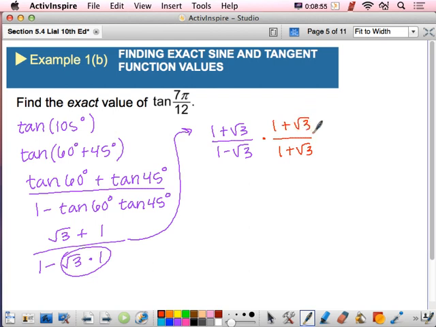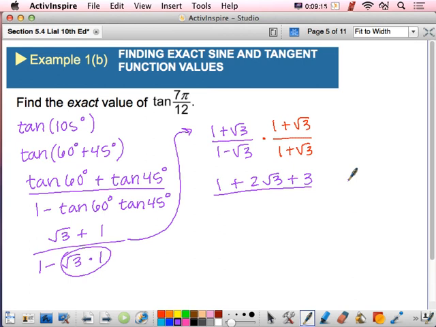All right. So I guess I'll go ahead and I will distribute the top. And that will give me 1 plus the square root of 3 plus the square root of 3, which is plus 2 square roots of 3. And then plus square root of 9, which is a whole 3, over.